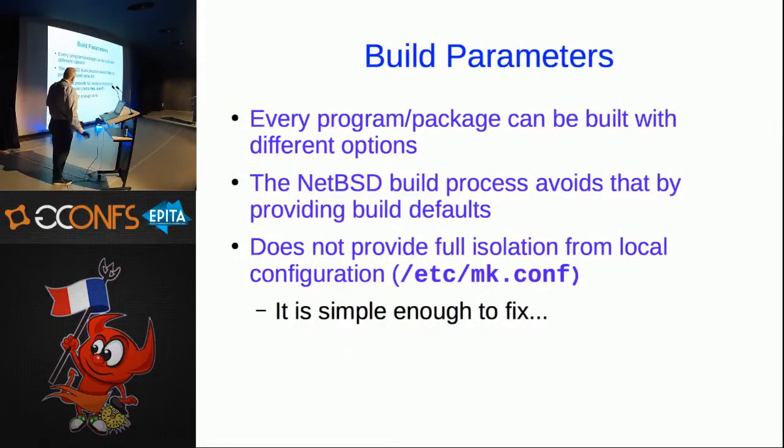So the other thing that's very complicated, as you well know, is that every package has different build options. It can build with different backend libraries, with different defines, different features, this and that. And the NetBSD process avoids all of this by providing build defaults. So every program that is packaged on NetBSD has its own defaults. Unfortunately, we don't yet provide full isolation. So if you have an mk.conf that has different values and you don't specify that it shouldn't be used, that will override some of the parameters and may produce incompatible builds, but it's simple enough to fix. We just haven't done it yet.